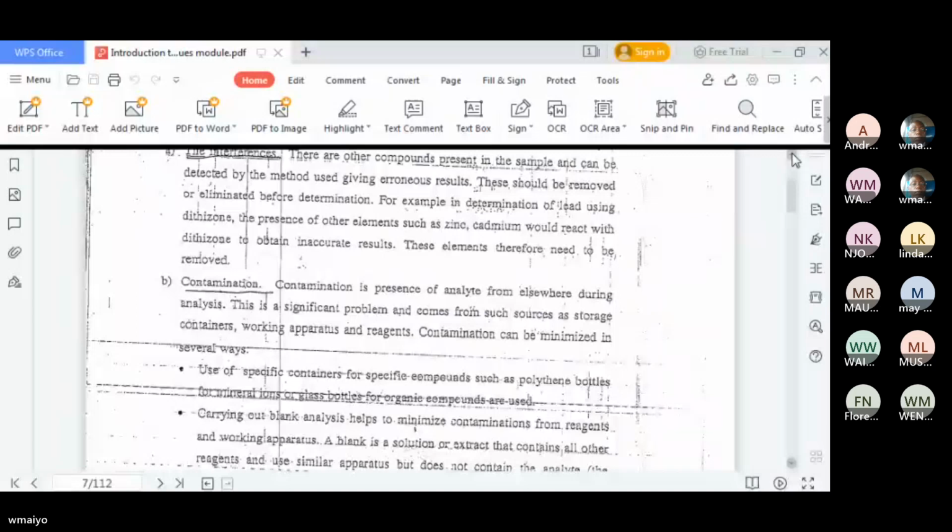So, sampling is about collection. You obtain the portion of the substance that you want to analyze, but you consider the factors so that whatever you get is actually representative of the substance that you want to analyze. So at times you might have to mix here and there. At times you need to collect several samples and then mix them, and so on.